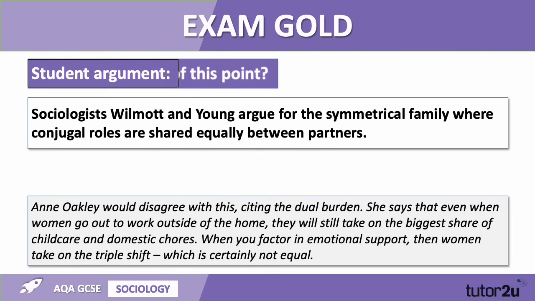On the screen, our student argument is: sociologists Willmott and Young argue for the symmetrical family, where conjugal roles are shared equally between partners. You can back this up with evidence of how families have become symmetrical, thinking about how they've changed over time, and women now have careers and they don't have time to take responsibility for all the household chores as in the past. Obviously, it would be good at this point to actually talk about what Willmott and Young's theory is. So what are conjugal roles and what does a symmetrical family actually mean?